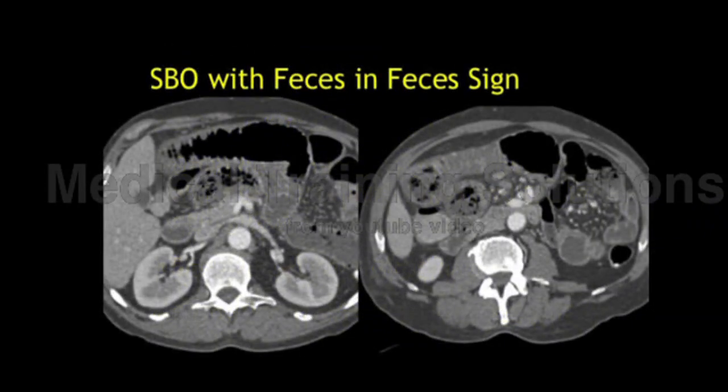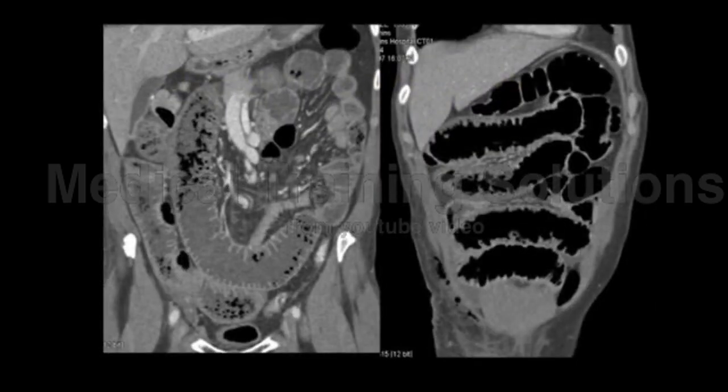Here's a nice case. You can see the bowel is distended, but what you start noticing is in the loops, look at what looks like feces. It looks like the colon, but it's really small bowel. And when you look at this in a coronal display, you really can see it much better. And so now we're looking at a feces sign. Now we know there's obstruction.